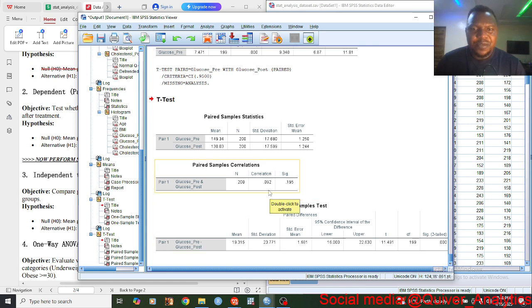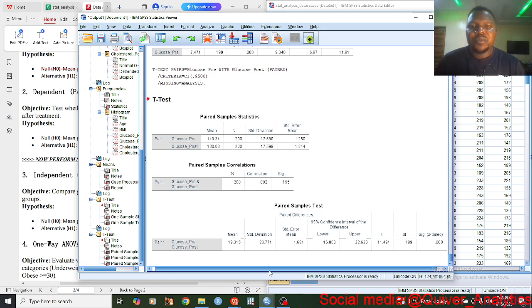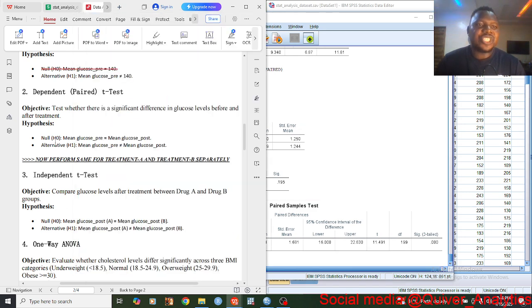So here we have the significance to be 0.00. Again, it is significant, and it means we reject the null hypothesis and we do not reject the alternate hypothesis. So we can conclude that according to this sample, mean glucose pre is not equal to mean glucose post.